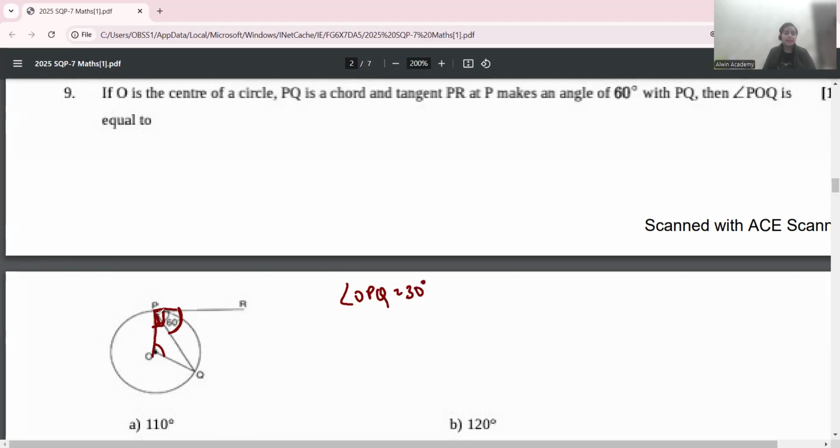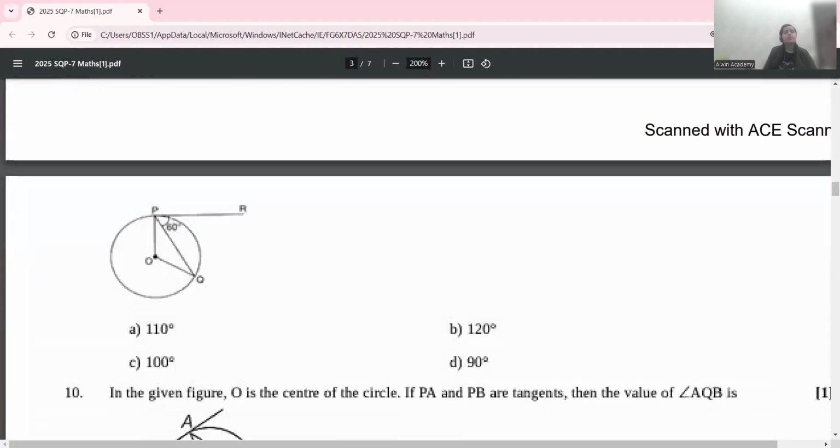So I can say angle OPQ is 30 degrees. When this angle OPQ is 30, I can also say angle OQP is 30, because in triangle OPQ, OP and OQ are equal. This is an isosceles triangle. So these are base angles of isosceles triangle. This is also 30 degree. This is also 30 degree. Applying angle sum property in this, we get 180 minus 60 degree. That's 120 degree. So the required angle POQ is 120 degree. Option number B.